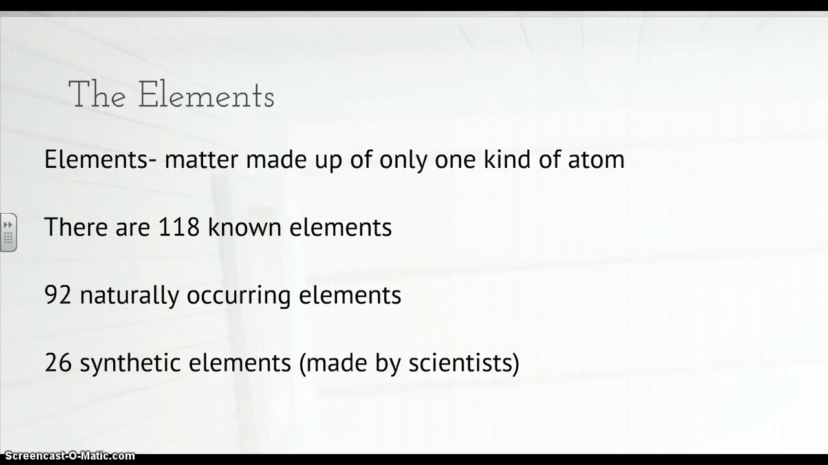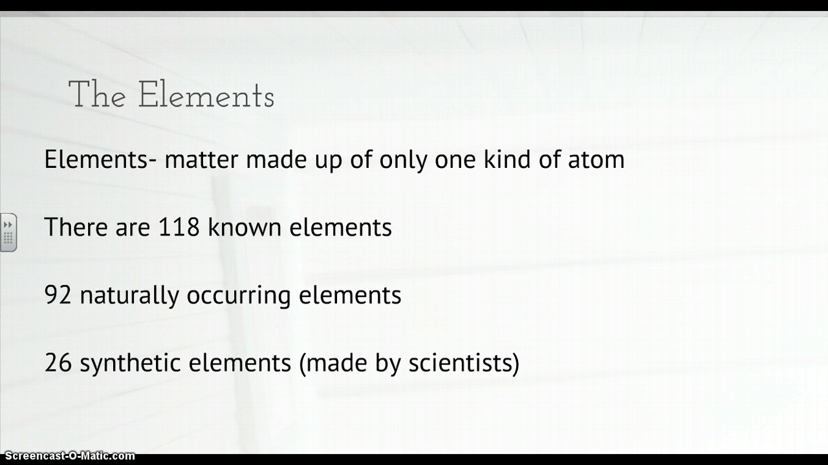So elements are matter made up of only one kind of atom. If we're talking about the element oxygen, we're talking about just a bunch of oxygen atoms. Elements are pure. In other words, you don't take two different kinds of things. You don't take oxygen and carbon and join them together to get an element. That would not be an element. An element is made up of only one kind of atom. So if you have a bar of gold, it is made up of only gold atoms, if it's pure gold.